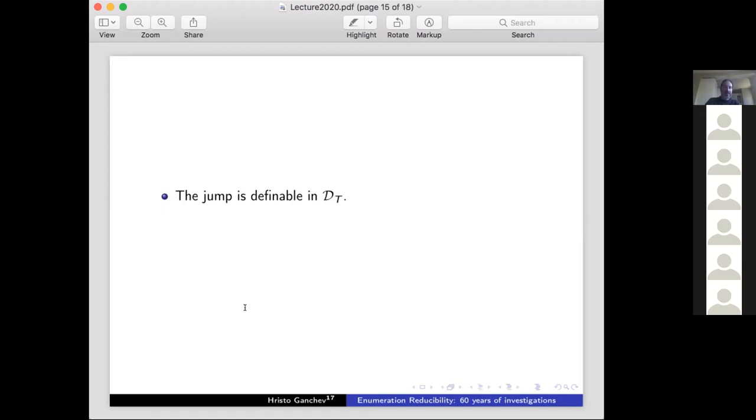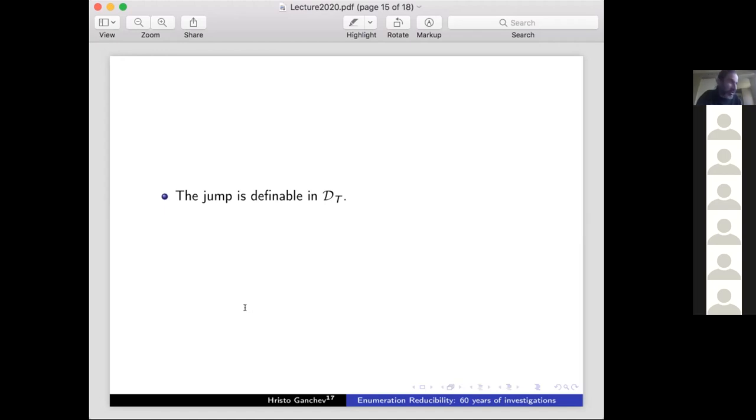Well, why am I saying this? Because till the 21st century, enumeration degrees were always catching up behind Turing degrees. This was how it all happened. You had some result in Turing degrees, and then you somehow transfer it to the enumeration degrees. So techniques and results were usually transferred from Turing to enumeration degrees.